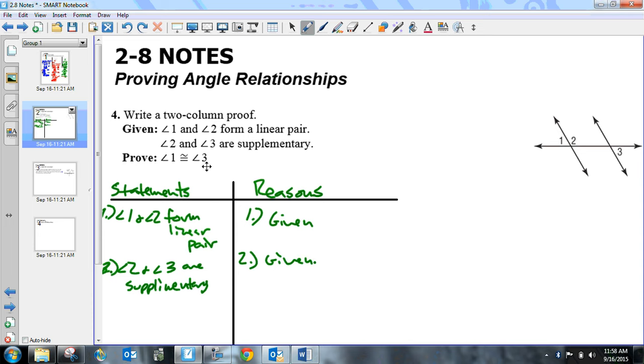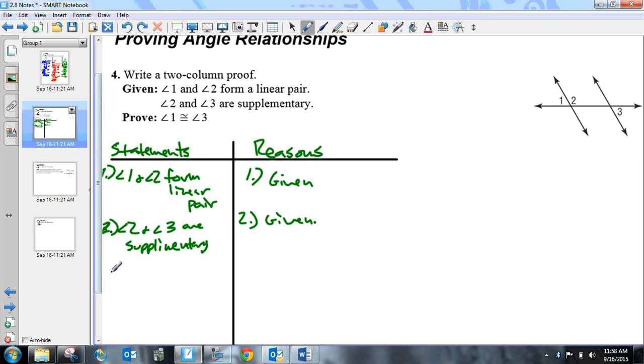All right, so now let's see what we can conclude about this. If angle 1 and angle 2 form a linear pair, then my third step is that angle 1 plus angle 2 add up to 180, and that's the definition of a linear pair.